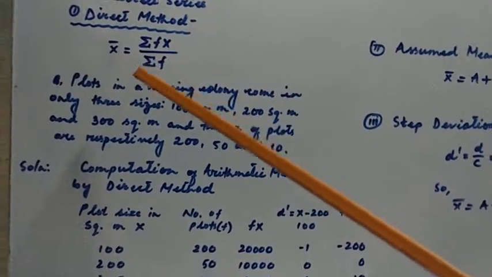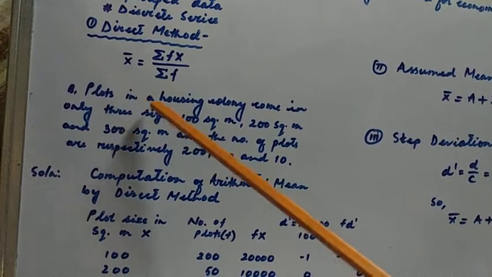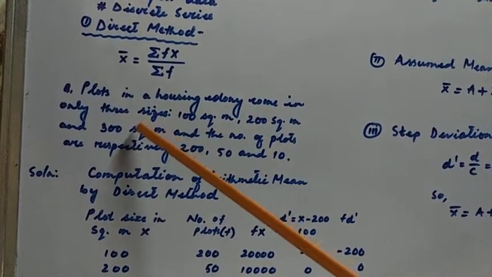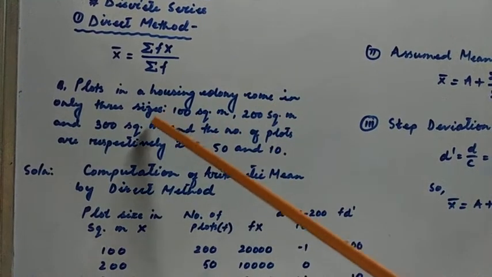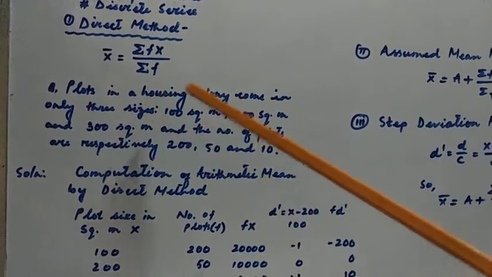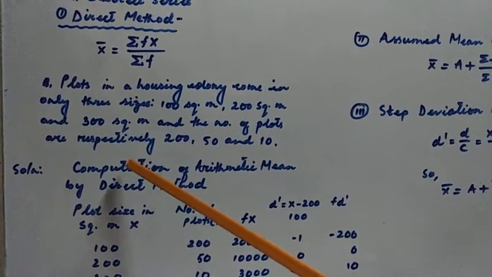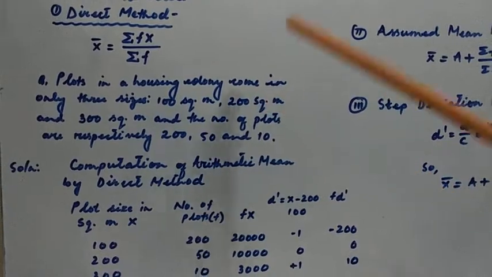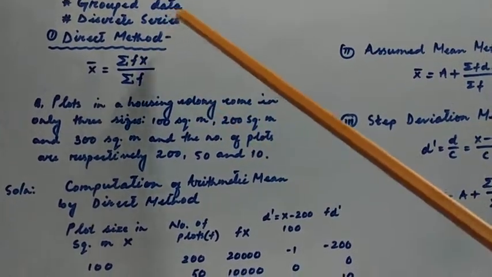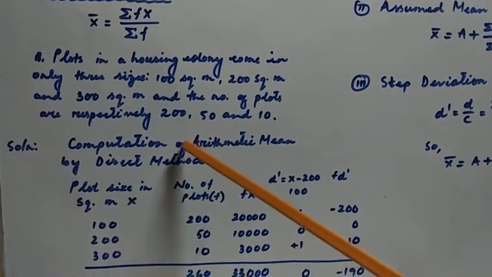Let us see one example here. The question is: plots in a housing colony come in only three sizes, that is 100 square meters, 200 square meters, and 300 square meters. Sorry, meter. And the number of plots are respectively 200, 50, and 10. We have to calculate through the direct method, so computation of arithmetic mean by direct method.